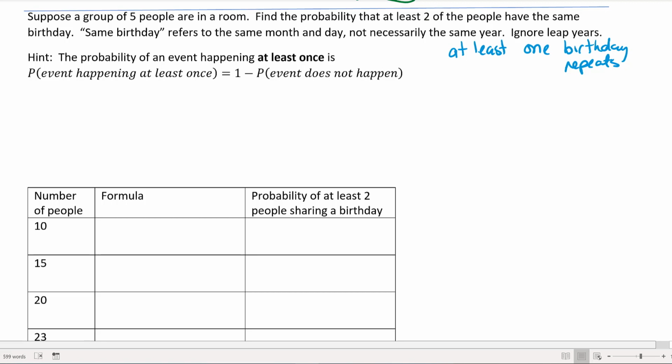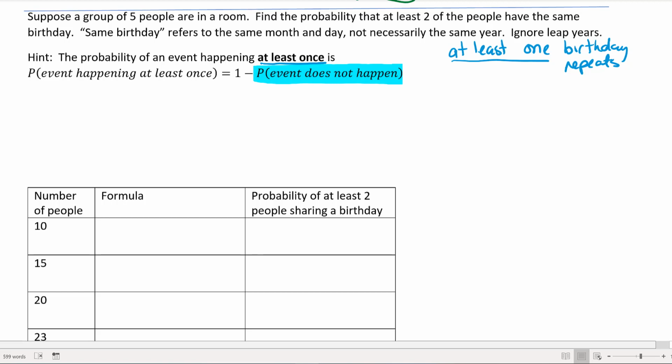Now, here's a hint. The probability of an event happening at least once, which is what we were talking about, at least 1 birthday repeats, is going to be 1 minus the probability that it doesn't happen. So we're going to look at finding the probability the event does not happen, and then we can subtract that from 1. So we're going to focus on that first.